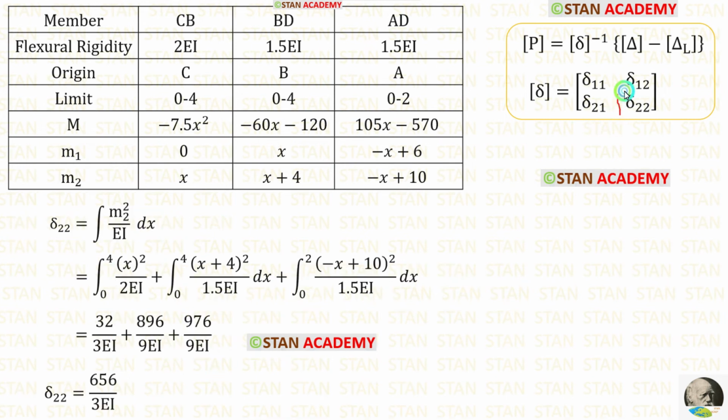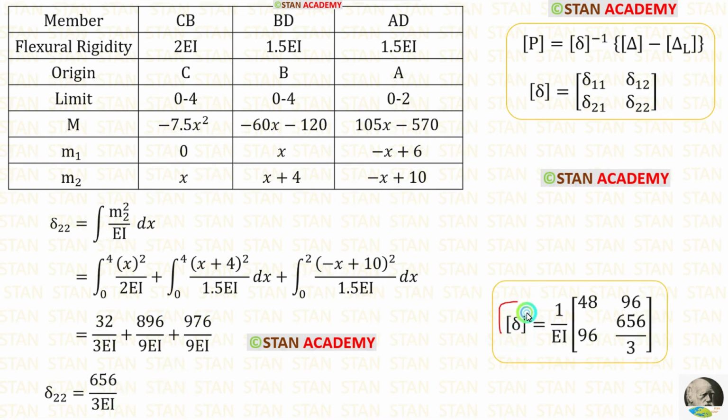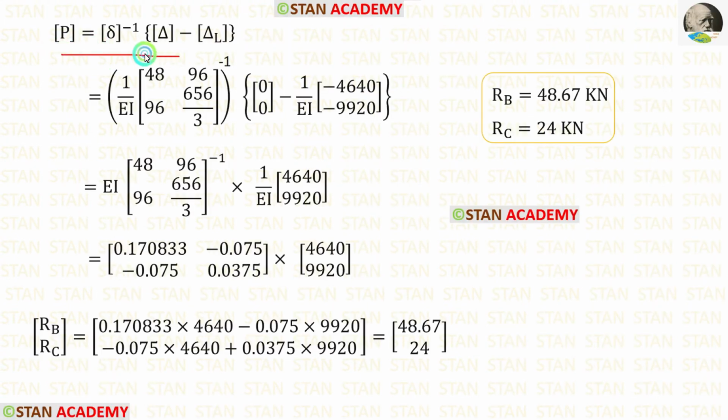Now let us find delta 2 2. The formula is integration of m2 square upon EI dx. In the integration, let us apply the values of m2. Finally, we are getting delta 2 2. In the delta matrix, we have found all of the values. Let us apply them. 1 upon EA is constant. Let us keep it outside. In this formula, we have found everything.